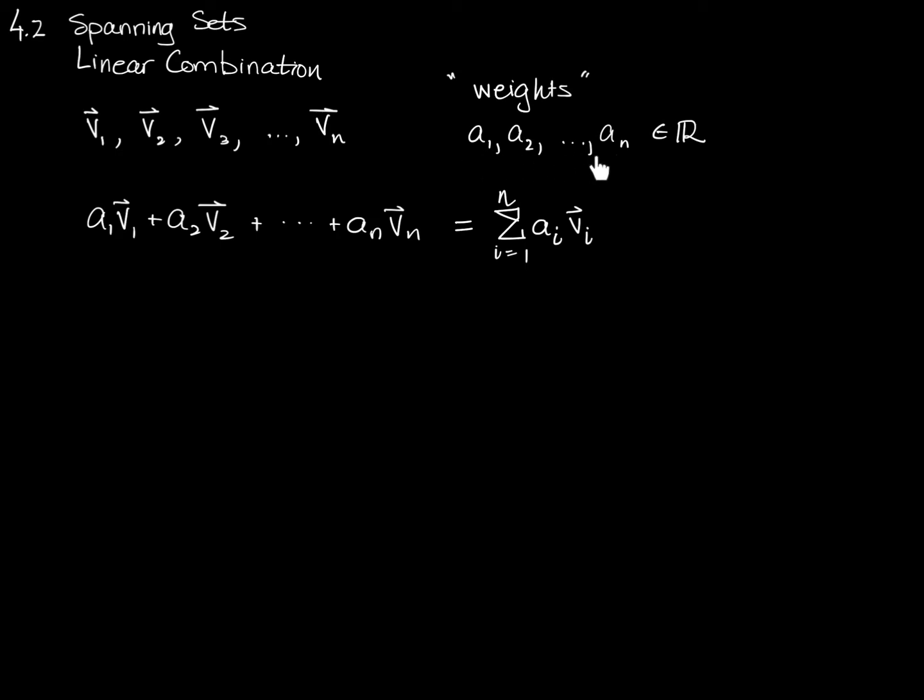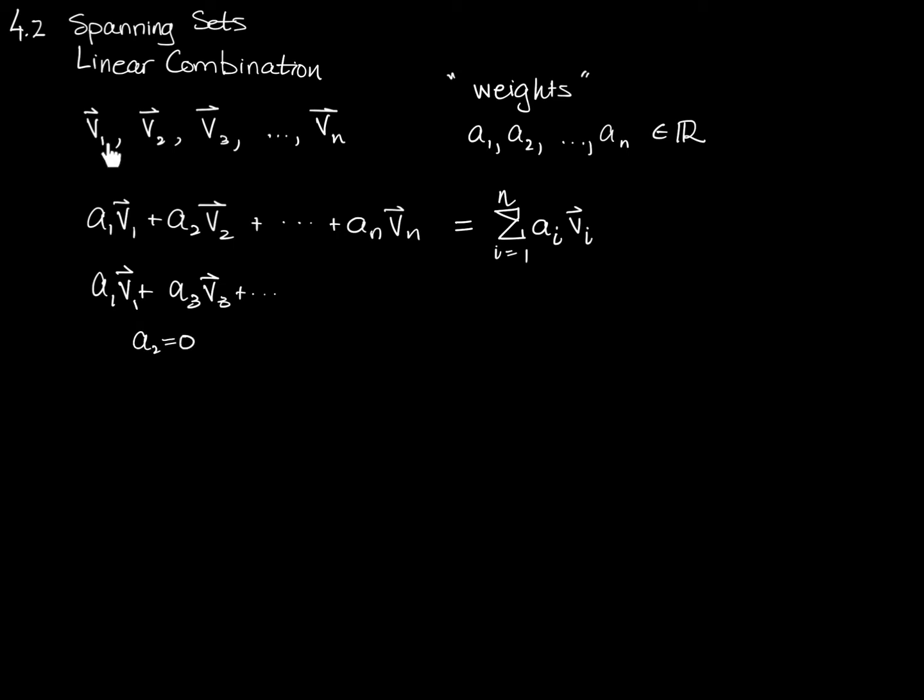Those could be 0. So I might, in fact, have a sub 1 v sub 1, plus a sub 3 v sub 3, plus, right? This makes it look like I'm missing a sub 2 v sub 2 here. But in fact, all I'm really saying is that a sub 2 equals 0.